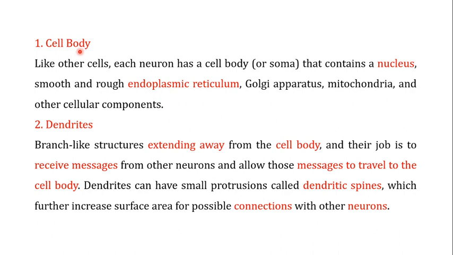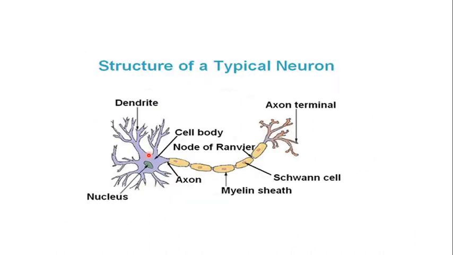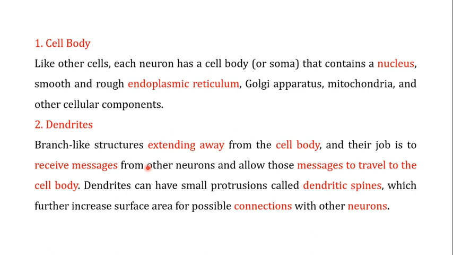Now when you look at the cell body, like the other cells, each neuron has a cell body, and the cell body is also known as the soma. This cell body contains a nucleus, the smooth endoplasmic reticulum, the Golgi apparatus, the mitochondria, and other cellular components. So this part of the cell, the cell body, will have the nucleus, the endoplasmic reticulum, the Golgi apparatus, and all of the other organelles.